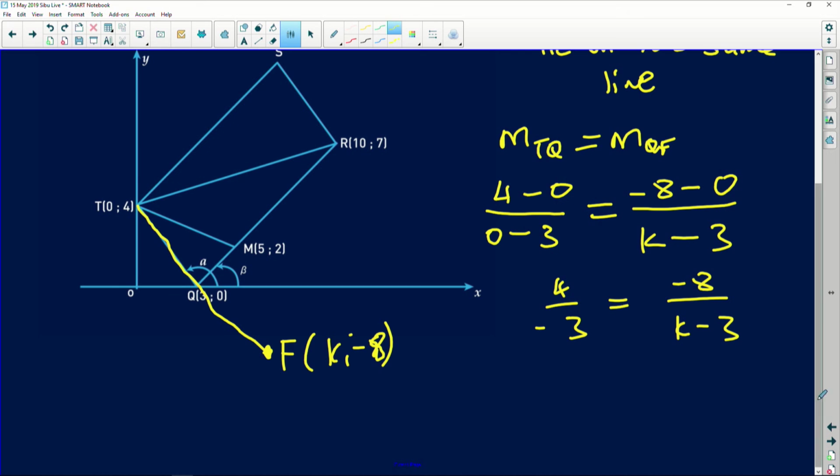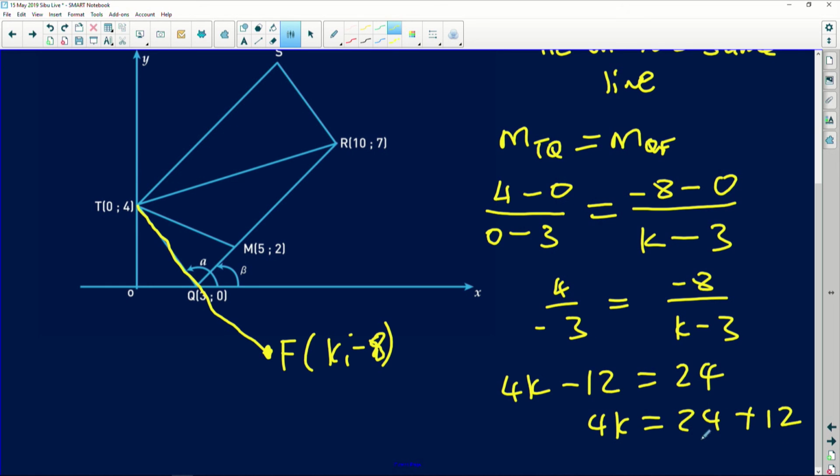Cross multiplication here, simple math. 4 times k will give you 4k. 4 times 3 will give you 12. Cross multiply 8 and 3, 8, 16, 24. It is positive 24. Transpose this to the right, then 4k becomes 24 plus 12, which is simply 36. If you simplify there, 4k equals 36. If you divide both sides by 4, your k is going to come out as 9.